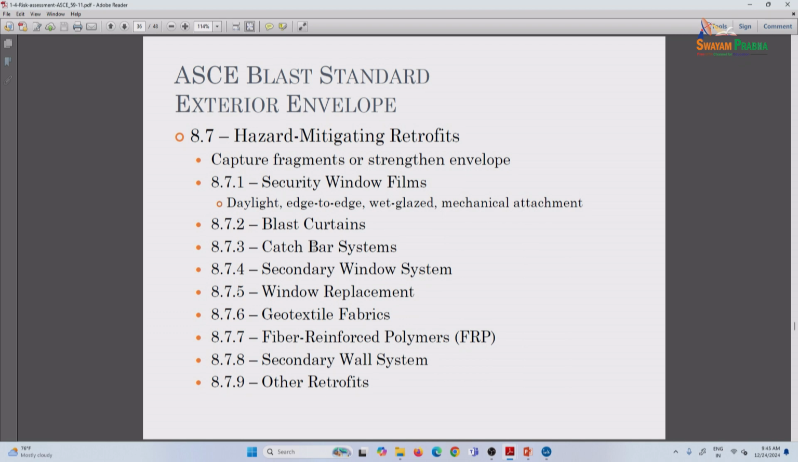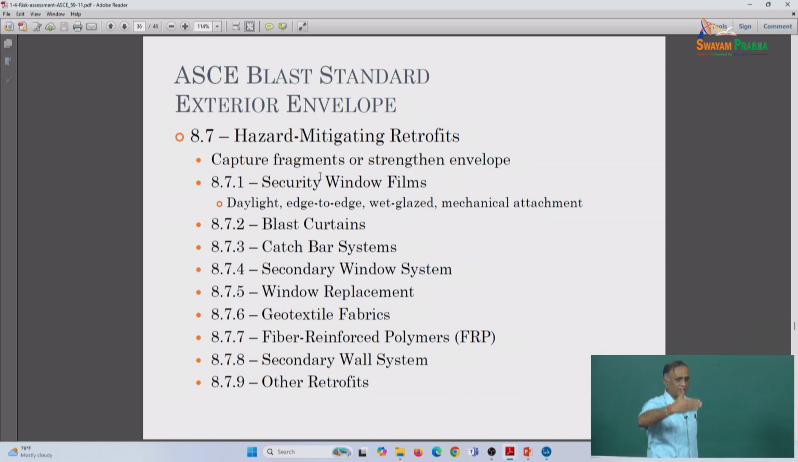The retrofits, I don't think I'm going to spend time on it, but as you can see, there are so many varieties of retrofits. Security films, window films, blast curtains. So basically behind a window you have a curtain to collect the debris, but that eliminates the whole purpose of having a window.